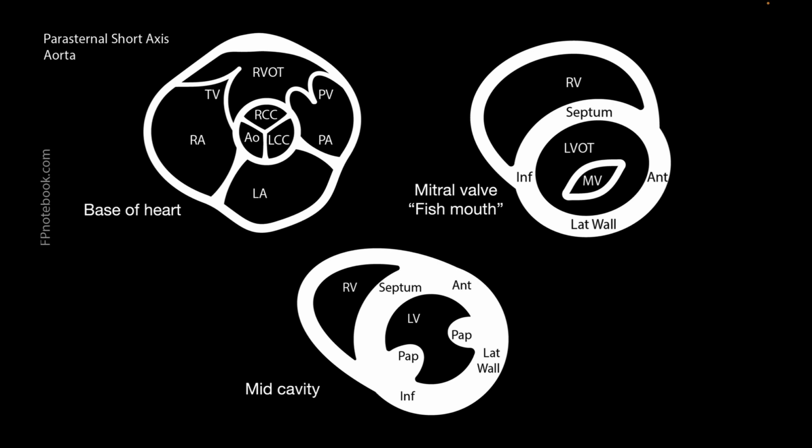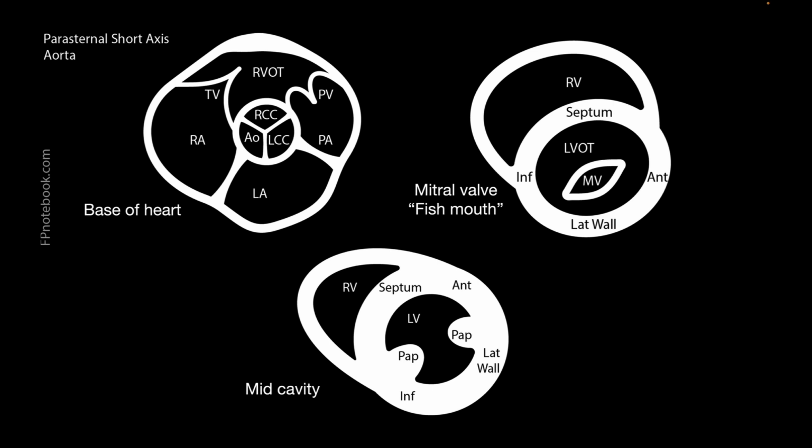But that's what it looks like if you've got the aortic valve doing the Mercedes sign right in the center of the screen. If you just tilt just a centimeter or so, you're tilting the probe, trying not to slide, trying to stay in that window, you can get this top right picture, which is the fish mouth view of the mitral valve.